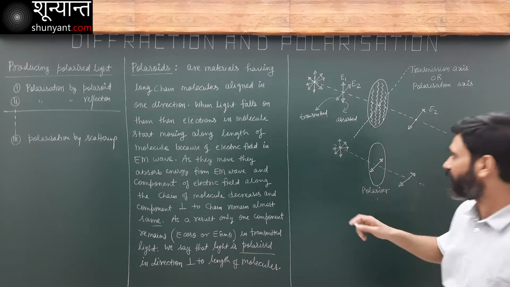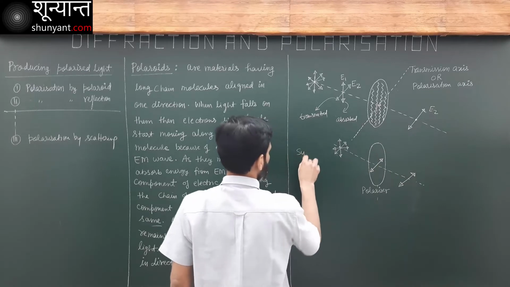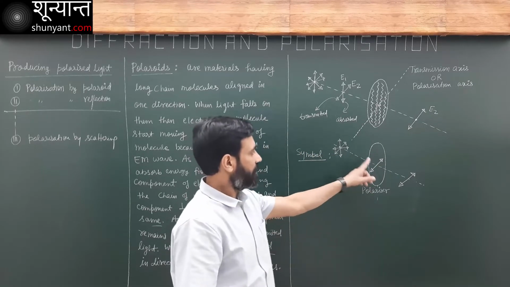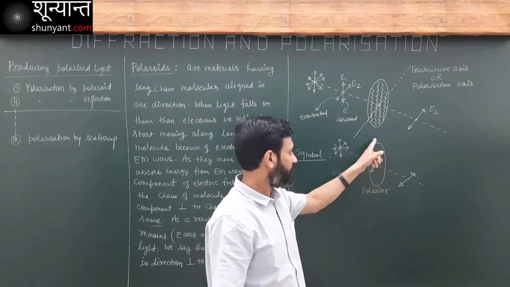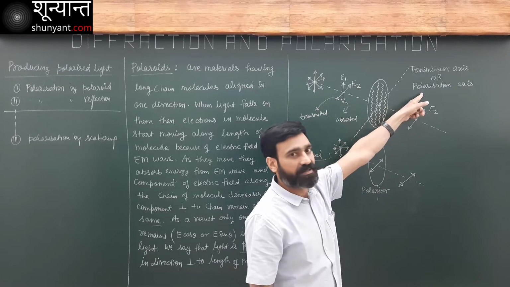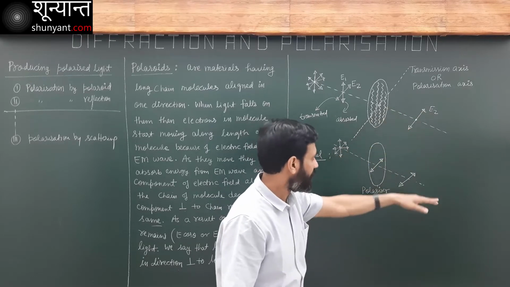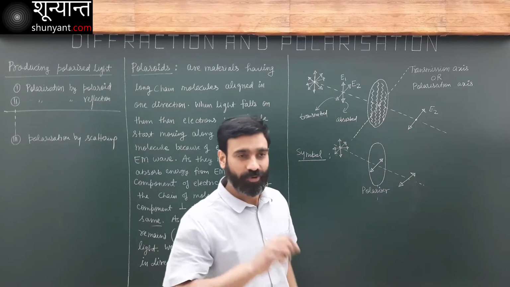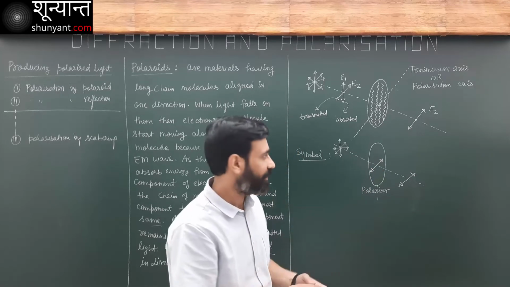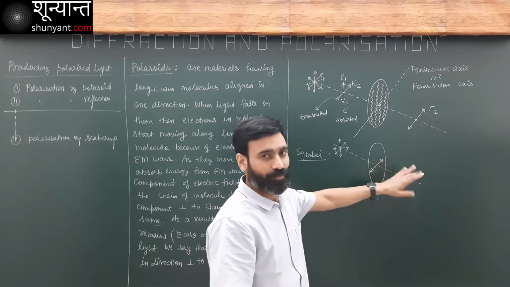We have a symbol for this. This is the symbol. When I have this kind of symbol, this line shows us the polarization axis. That means the outcoming, transmitted light is going to be polarized along this direction. That means the component of electric field will be in this direction only.